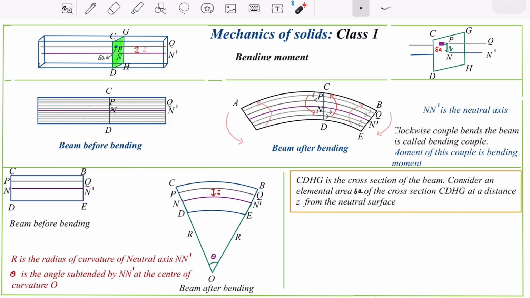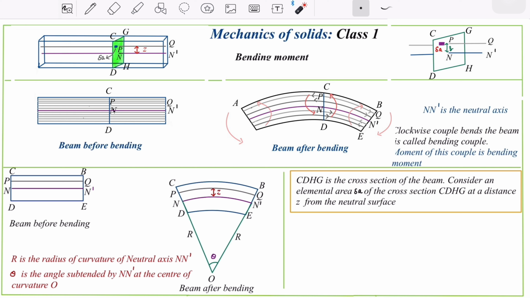Now let us find out the expression for bending moment. Already we have the expression for the stress and strain, and now let us find out the expression for the bending moment. For this purpose, let us consider an area delta A on the cross section at a distance Z from the neutral surface. Moment means force into distance. Let us consider the force acting on a small elemental area delta A of the cross section. Now this delta A is at a distance Z from the neutral surface.